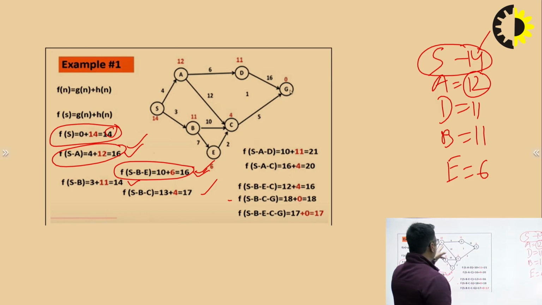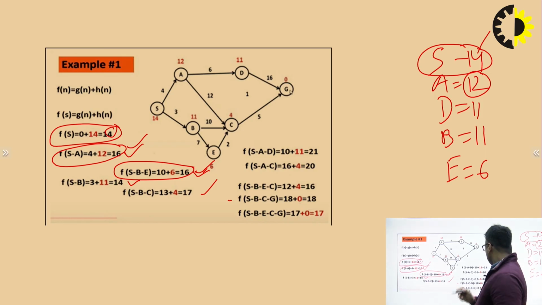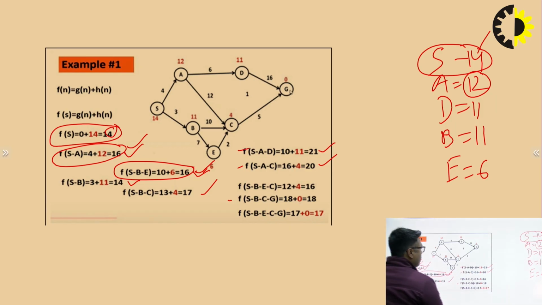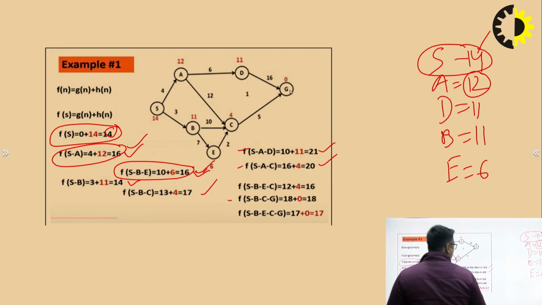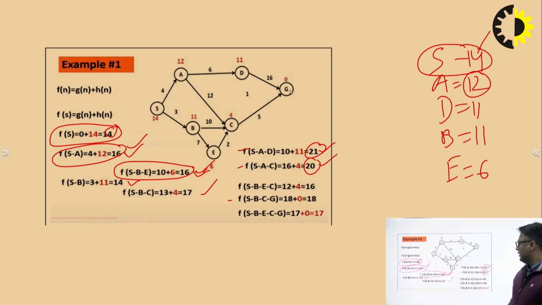First explore S to A. If we follow the S to A path, then node A is divided into two parts: D and C. Which path do we follow? The values are found: if you follow the D path, the goal cost is 21, and the C path goal cost is 20.